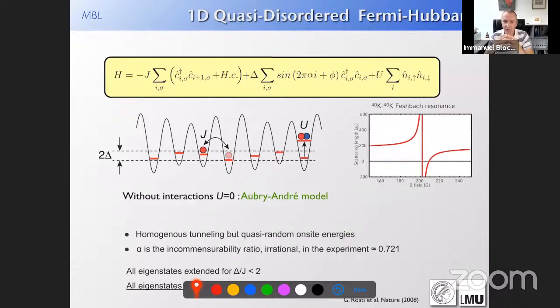Okay, so this is the incommensurate potential. It lifts the local energies up and down by this amount, maximum amount delta. So this is the strength of the disorder potential, the strength of the potential.